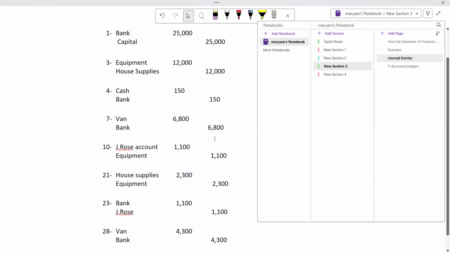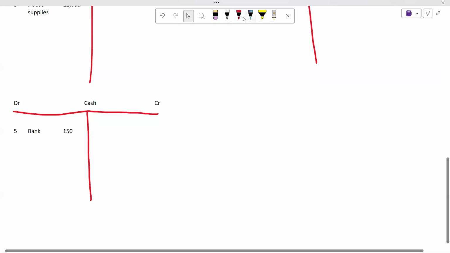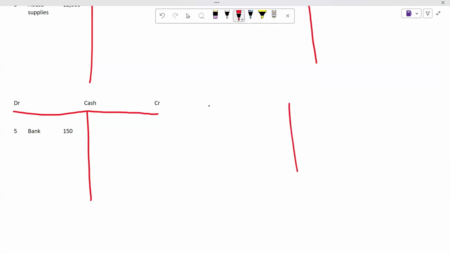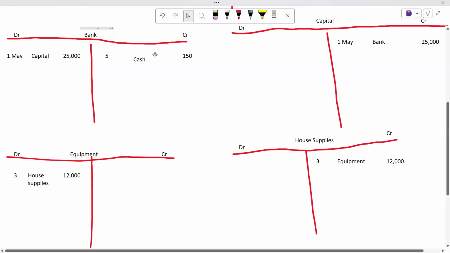What's the next one? Van and bank. Van debited, bank credited. So van debited for 6,800, reason being bank, let's say it happened on 7th May, and the bank was credited for 6,800. So I'm going to use the same account, 6,800, the reason being purchase of van, and it happened on 7th May.